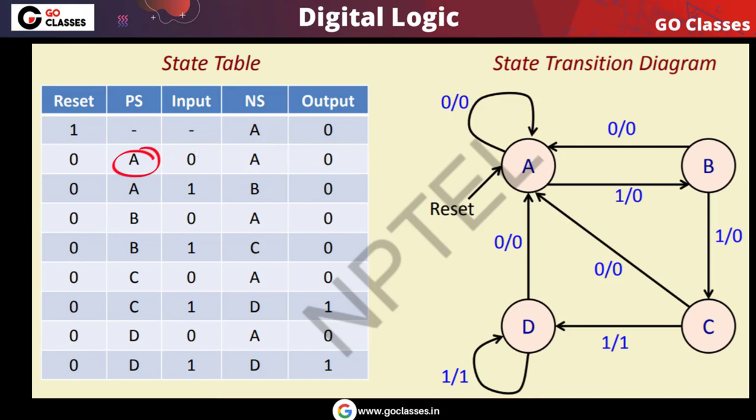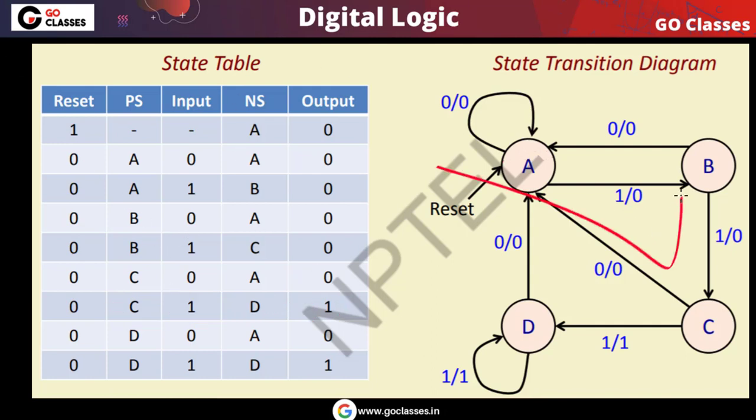Similarly, in this state A, if the input is 1, then the next state will be B and the output will be 0. Like this you can see. For example, in this state C, if the input is 1, then the next state will be D and the output will be 1. So like this you can create the state table.